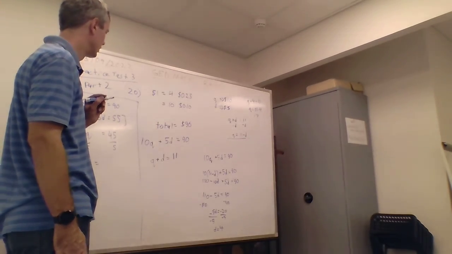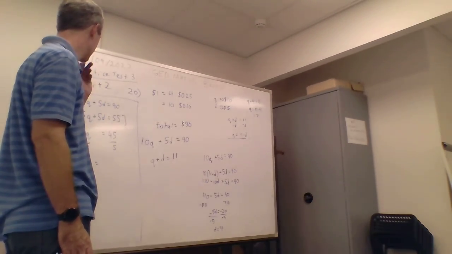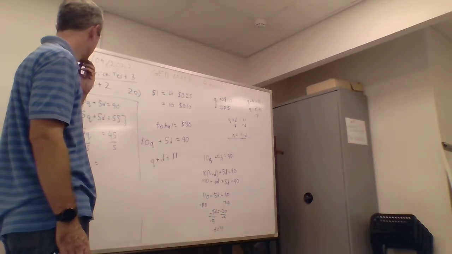That's not quite right. Q's supposed to be 7. I feel like I did something wrong. Yeah, it's 7 times 5, 7 times 10.